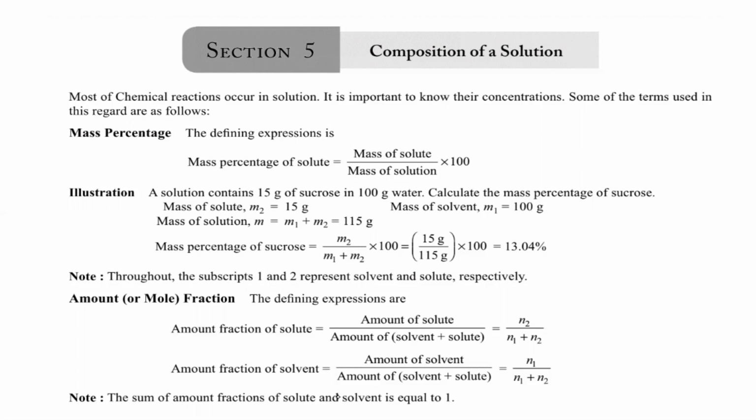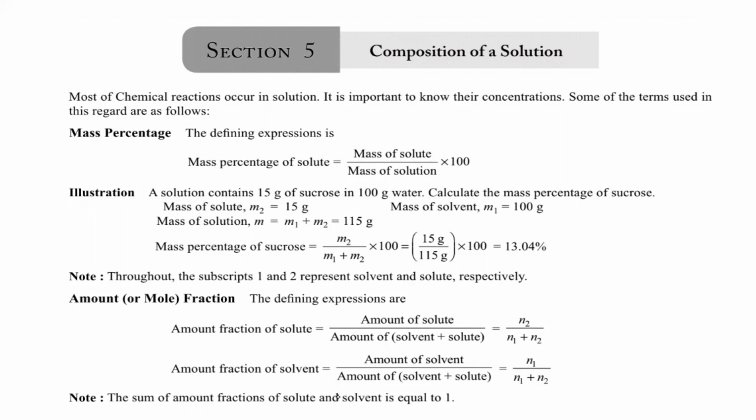In section 4, we discussed the laws of chemical combination as well as limiting agents. After this, immediately we'll have this topic, composition of a solution. Most chemical reactions occur in solution, so it is important to know their concentrations. Some of the terms used in this regard are as follows. This is a simple topic: expressing the concentration of a solution.